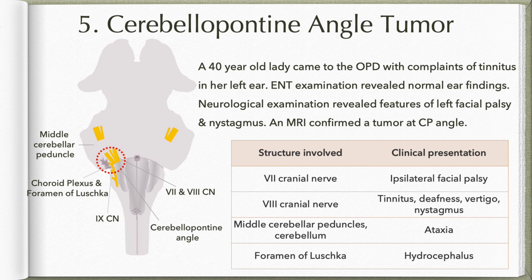So compression of the middle cerebellar peduncles or cerebellum will result in features of ataxia. And there is foramen of Luschka, which is one of the ways by which the CSF within the ventricle will escape into subarachnoid space. So that may be blocked, that will result in features of hydrocephalus. So these are the features of CP angle tumor, but most often the patient comes with an innocuous symptom of tinnitus or mild deafness in one of the ears. Only when we do further examination can we confirm the CP angle tumor.